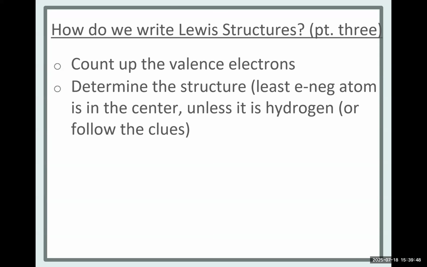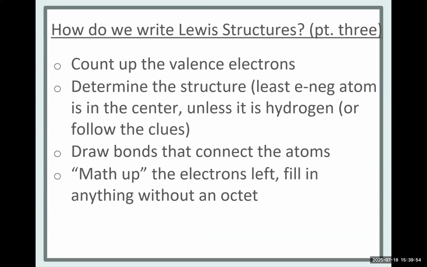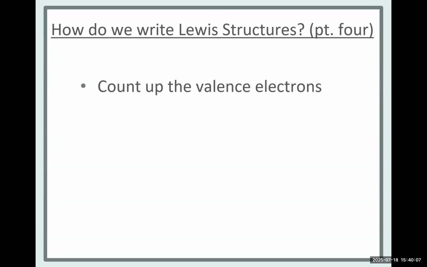In organic chemistry, we also have a notation we'll talk about later called condensed formula. Because we have a carbon backbone so often, it will show you where the carbons go. Then you draw bonds to connect the atoms. Then you'll math up, is what I like to say. You'll add up the electrons that are left and fill in anything without an octet. I honestly think this works best when you're doing it on your own. But first, let's do one together.